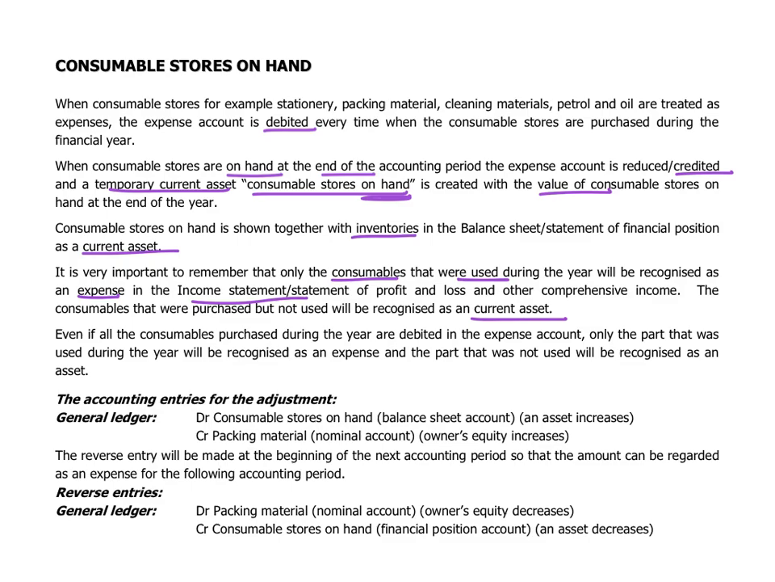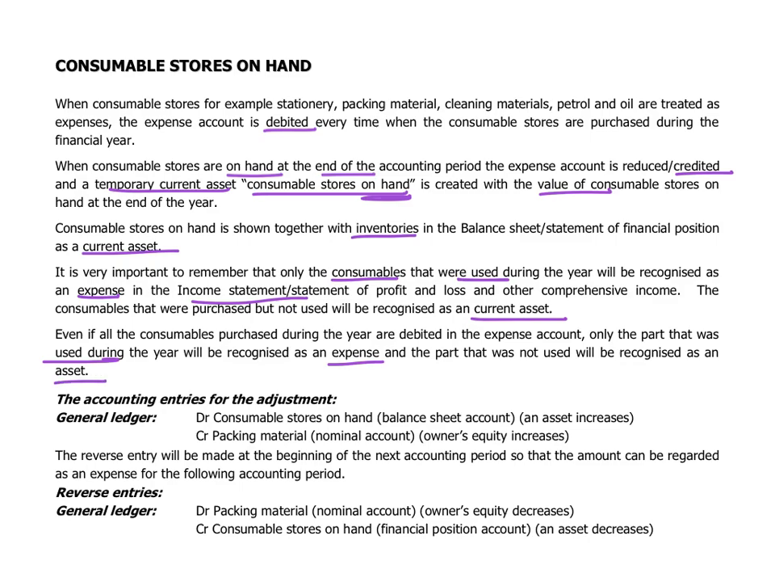Even if all the consumable stores purchased during the year are debited in the expense account, only the part that was actually used during the year will be shown as an expense, and the part that was not used will be recognized as an asset.